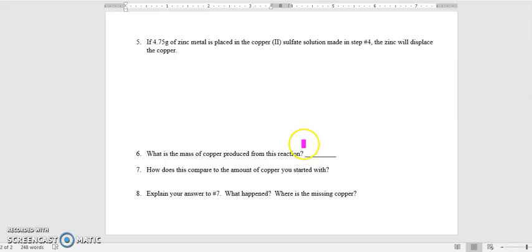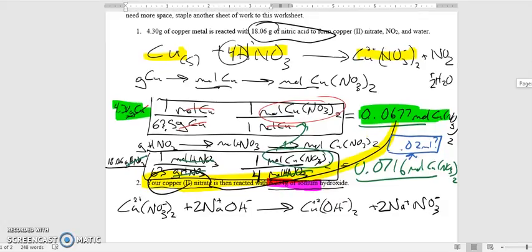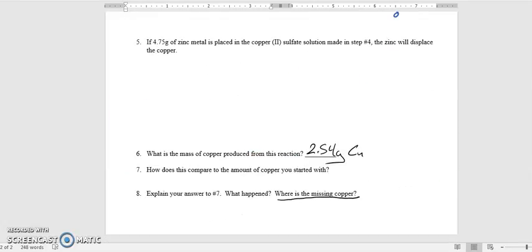You should end up with less. I'll tell you right now what you should end up with. If all goes well, you should end up with 2.54 grams of copper. Now, you started with 4.3 grams. That's what you started with. Minus your 2.54 grams. And you end up realizing that you have lost 1.76 grams of copper. It just disappeared. Where'd it go?